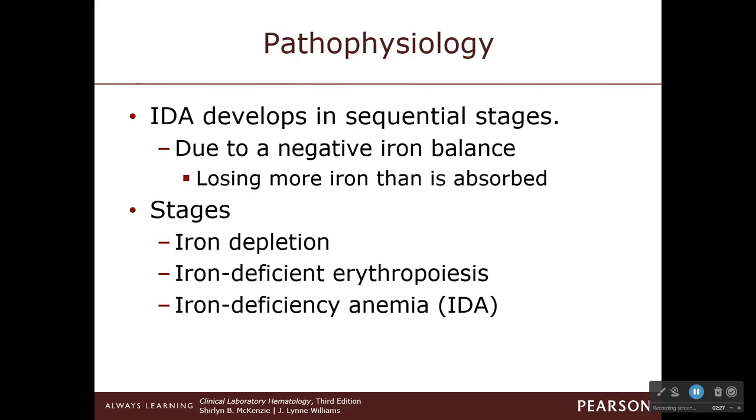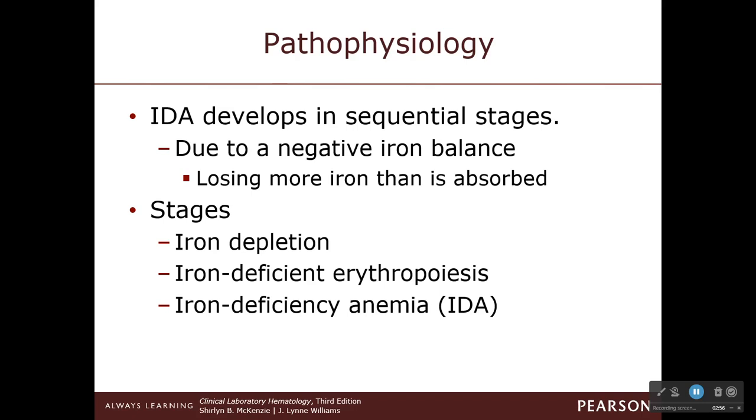So stage 1, and we're going to talk about each one of these in more detail, is basically iron depletion. Something is happening causing you to deplete your iron stores. Then the second stage is iron deficient erythropoiesis. It means we don't have iron, so zinc may take the place of iron. Remember we talked about that with the ZPP? And then the final stage is full-blown iron deficiency anemia.